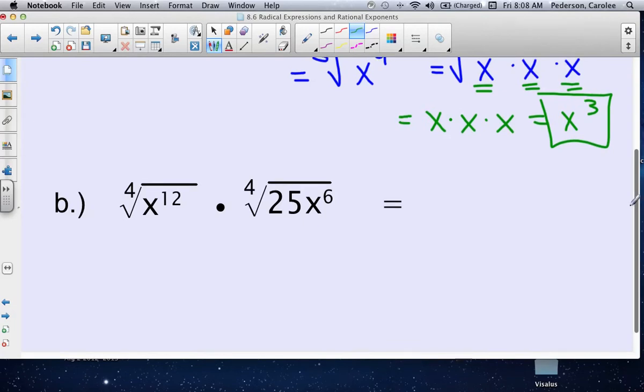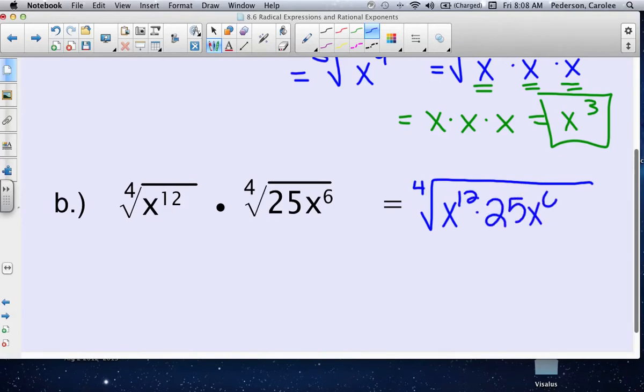All right, let's go on to the next example. We have another set of radicals that are both index of 4. They're both 4th roots, so we can combine them into one radical. So we have the 4th root of x to the 12th times 25x to the 6th.